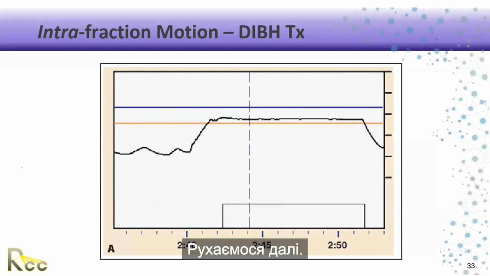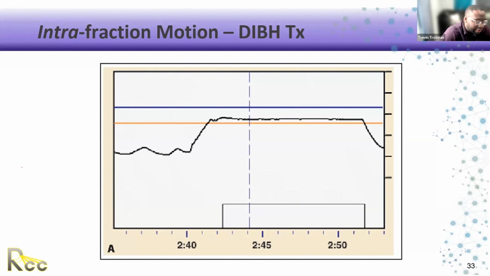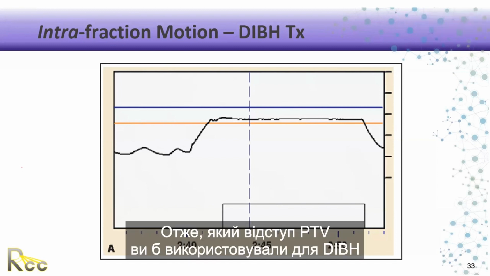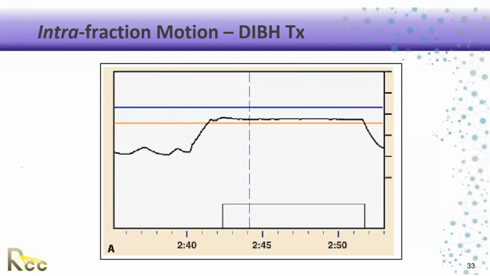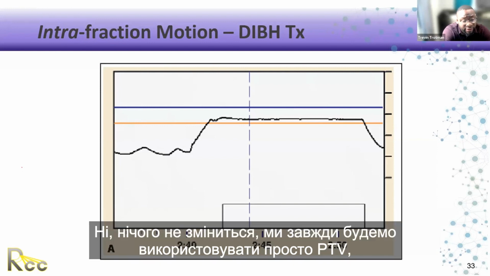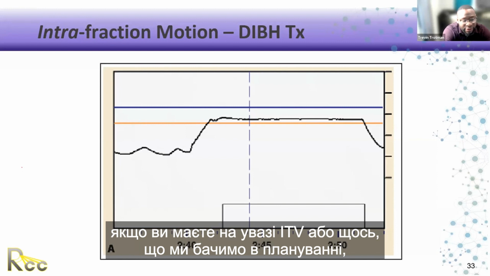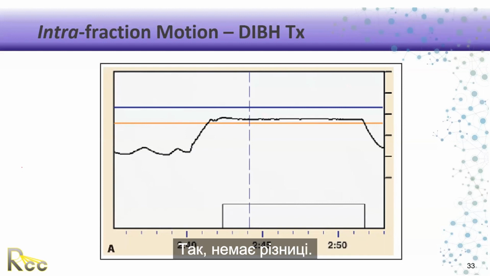So there's just two more questions, and then I'll let you get back to the slides, Trevin. Yeah, it's fine. What PTV margin would you use for DIBH versus free breathing for a lung carcinoma? Which PTV will we use? Oh, no, it won't be any different. We'll always just use PTV. If you're talking in reference to ITV or anything that we see on the planning, but we still use PTV. It's not a distinction.